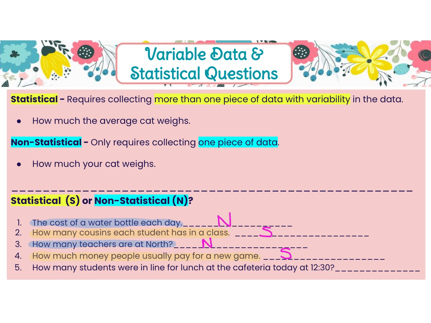Question 5 says how many students were in line for lunch at the cafeteria today at 12:30. This would be non-statistical because we only have to collect one piece of data to find the answer. We can look exactly at how many students were in line at exactly 12:30 in the cafeteria.